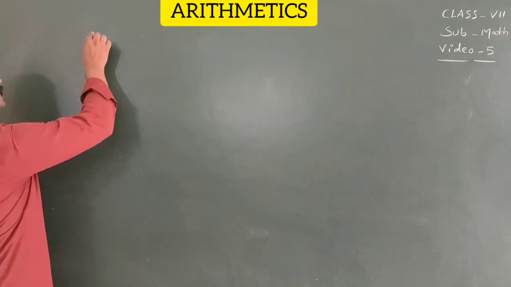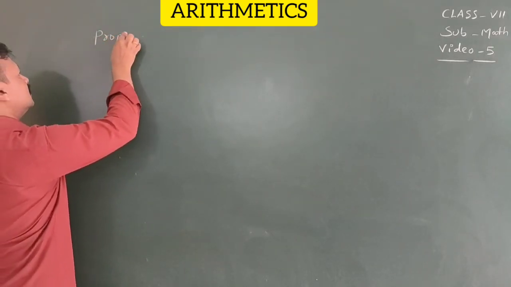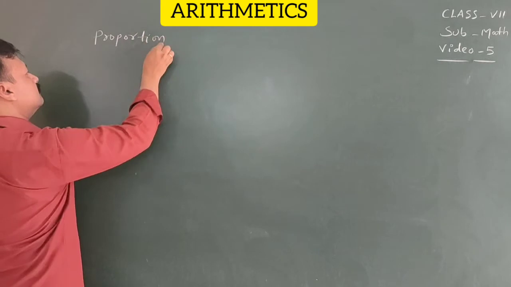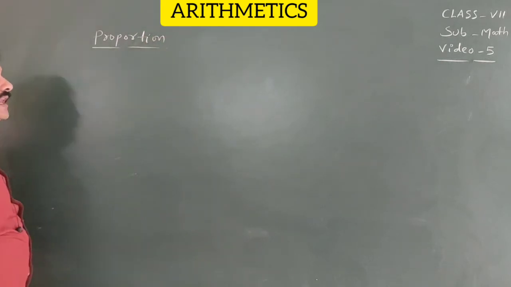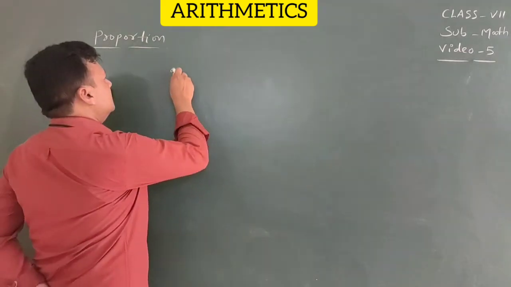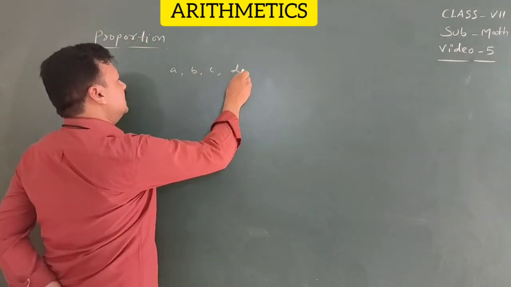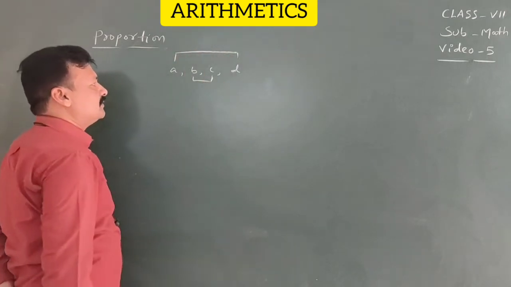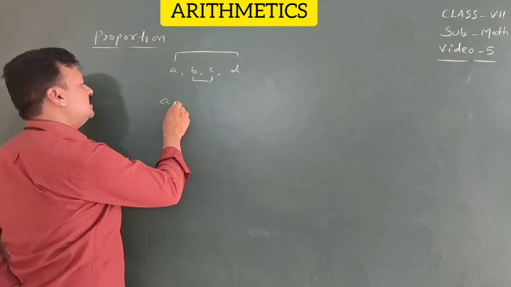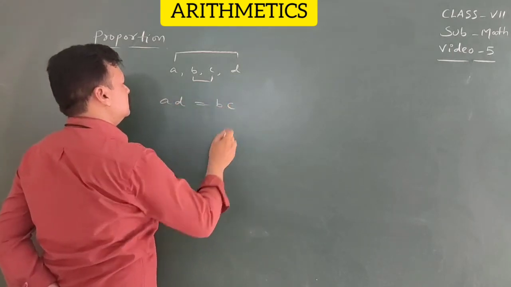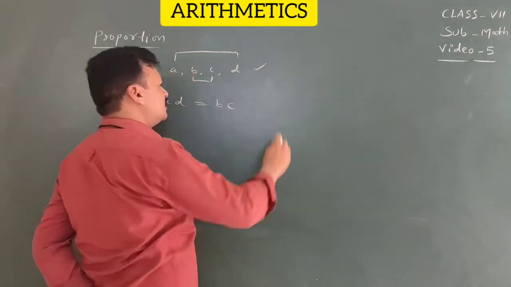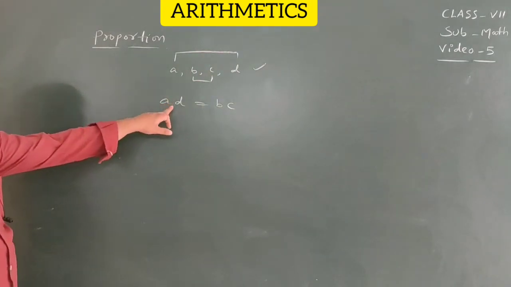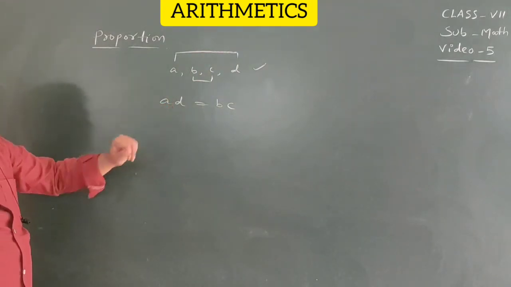Yesterday we started proportion. Equality of ratios is nothing but proportion. If A, B, C, D are in proportion, the product of means equals the product of extremes. That means AD equals BC. If A, B, C, D are in proportion, then the product of means equals the product of extremes.